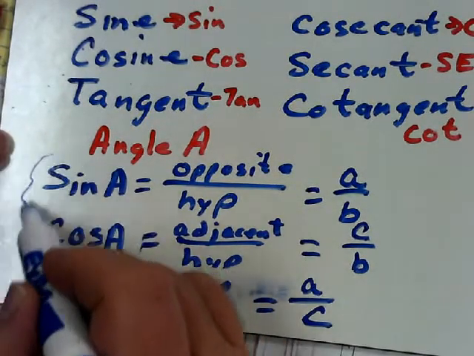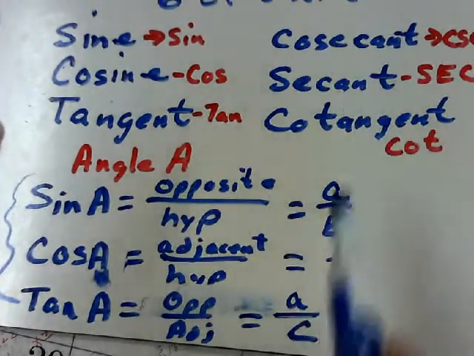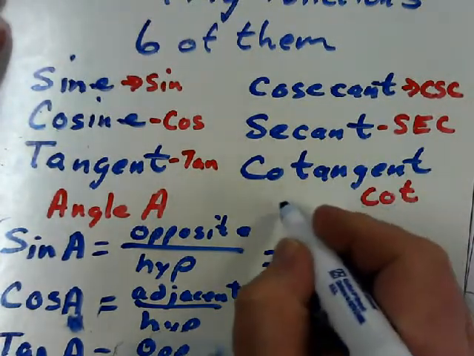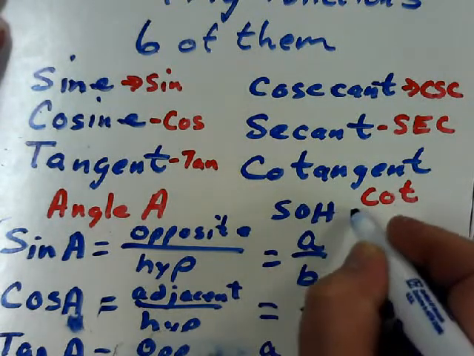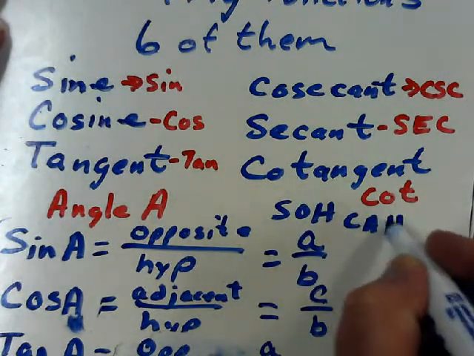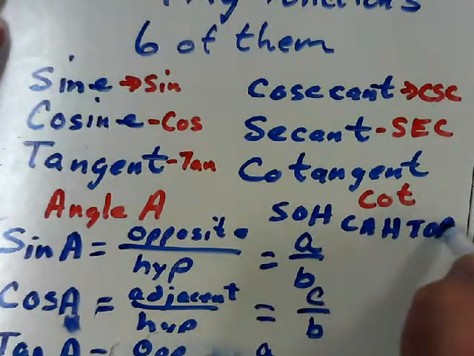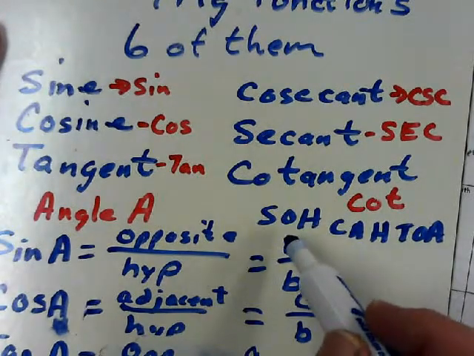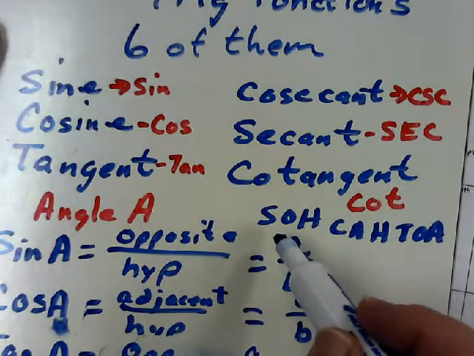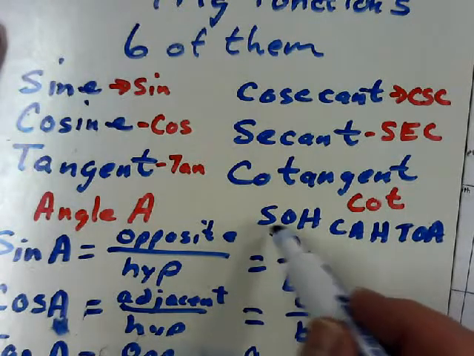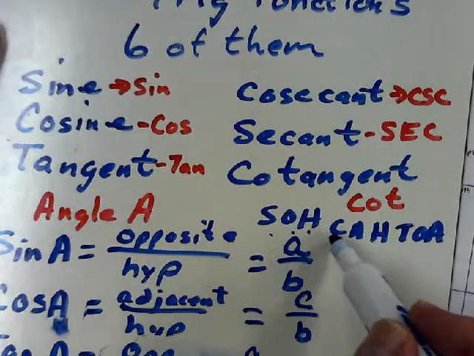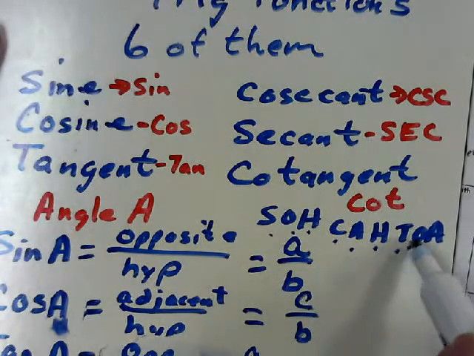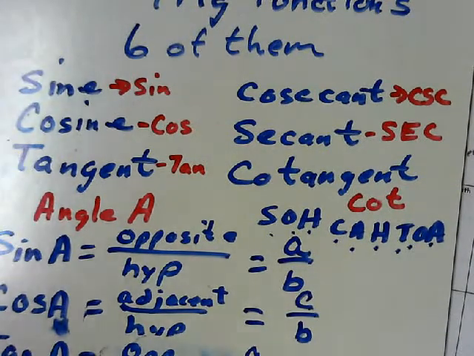These definitions right here, we're going to go through these others, but these right here have an acronym that goes with it. SOHCAHTOA. It means sine is opposite over hypotenuse, cosine is adjacent over hypotenuse, tangent is opposite over adjacent.